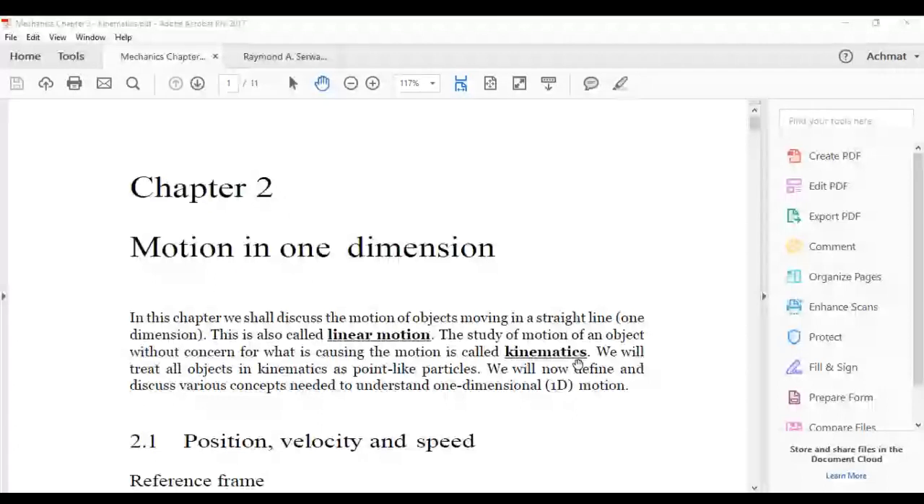Now we are going to continue with part 1 of chapter 2. Let me just get going quickly and open what I need to open for you. Where are we now? Here we are. We are going to be looking at chapter 2, motion in one dimension. What do we mean by that?